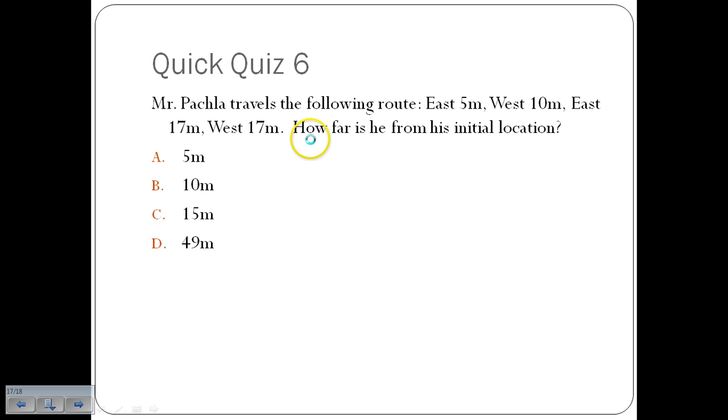And final question is the same route, but how far am I from my initial location? Go ahead and pause and restart when you're ready. And welcome back. We're looking at how far I am from my initial location. So if I go east 5 meters and west 10 meters, that means I erased 5 meters of this, and I'm 5 meters west of where I started right now. Then I go east 17 and west 17. These two kind of cancel out, right? This is like plus 17, minus 17. So in the end, I am simply 5 meters from my initial location.